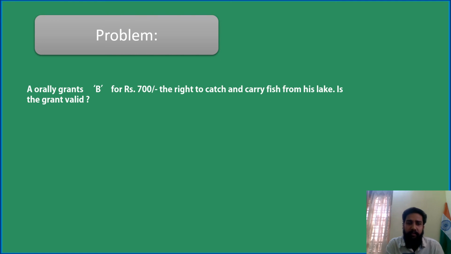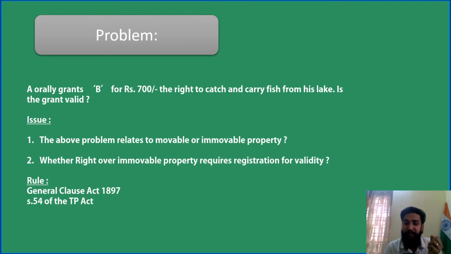So, we can have a contract orally or written, but here we have to consider whether carrying fish from a lake amounts to movable property or immovable property. We already know the lake is on the land, so it becomes an immovable property. Hence registration is required, otherwise it will not be valid.